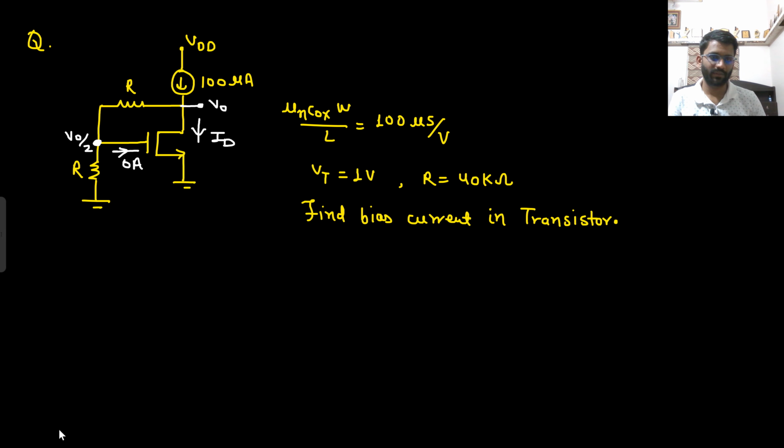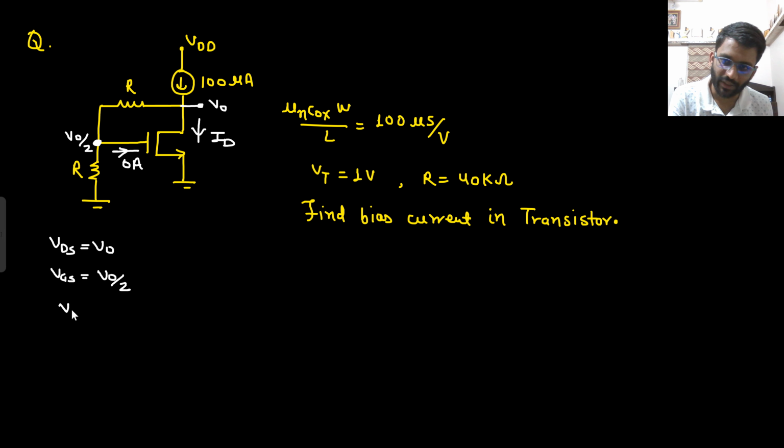Say yes or no, right? VDS value is V naught. VGS value is V naught by 2. VT value is 1 volt. Until you know the value of V naught, you cannot decide in which region it is working. So again, you have to assume that it is working in the saturation region or the linear region. The choice is up to you.